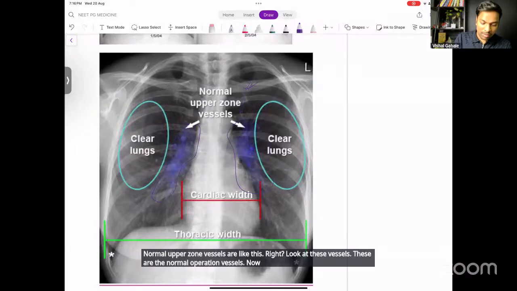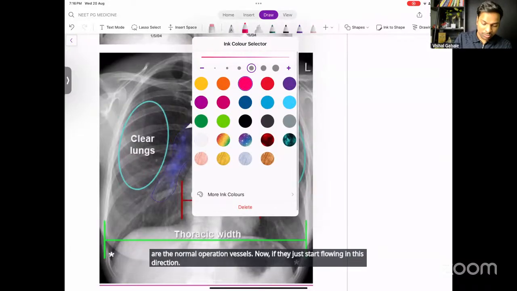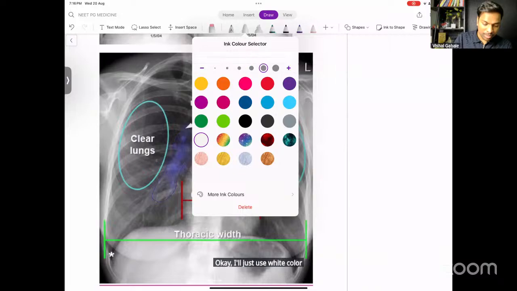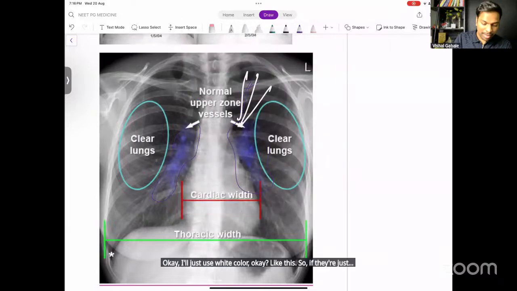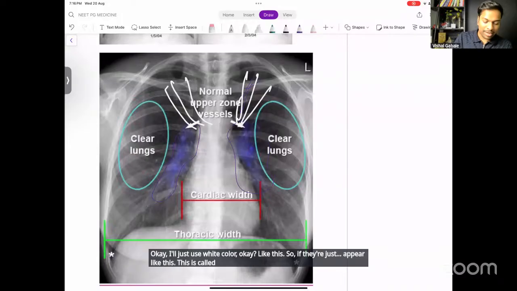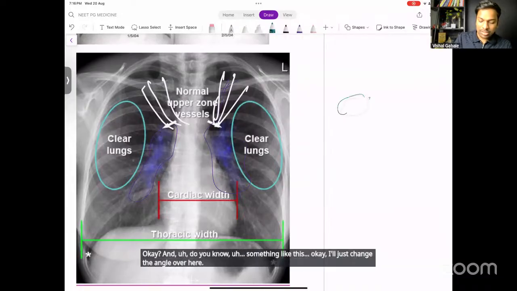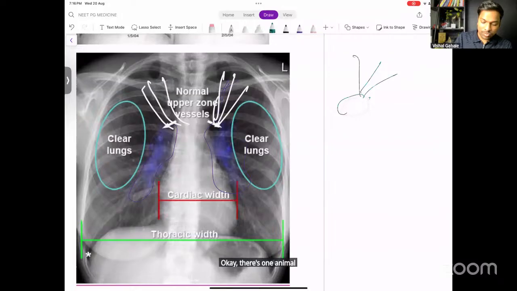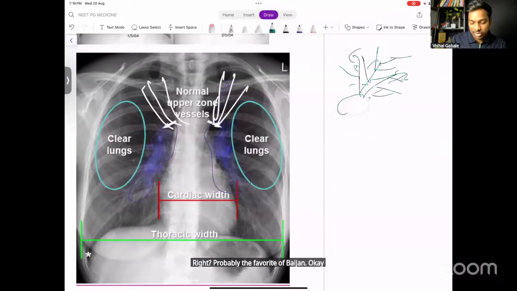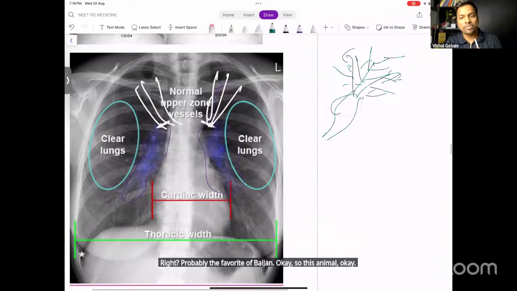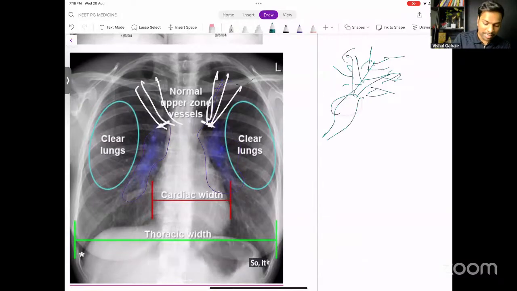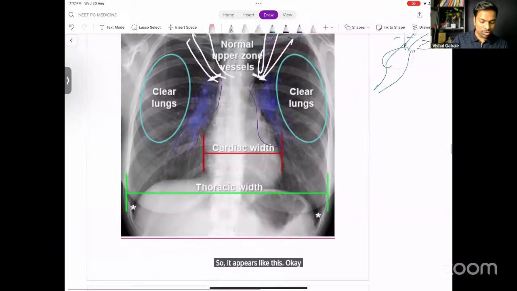Now, if they start flowing in this direction, I'll just use white color, like this, if they appear like this, this is called cephalization. And do you know something like this? I'll just change the ink over here. There's one animal with horns like this, probably the favorite of Bhaijan. This animal has antler horns. So it appears like this. I'll show you.